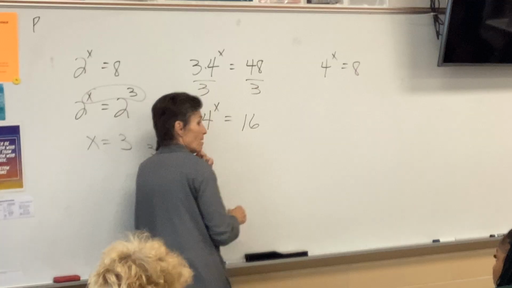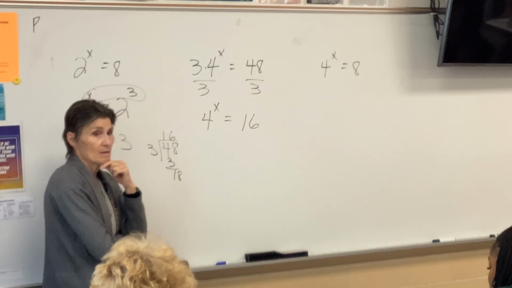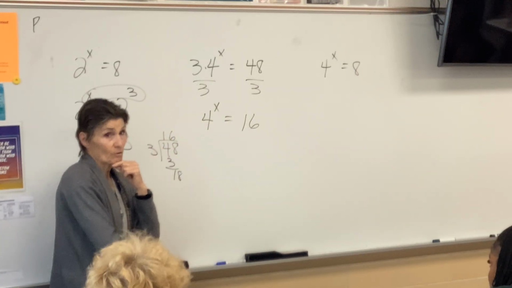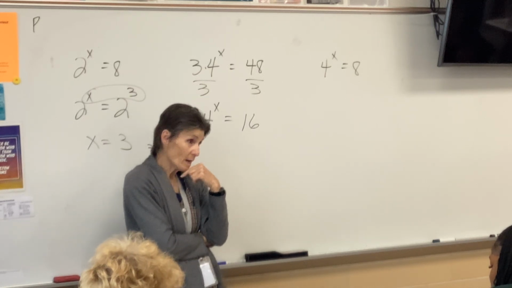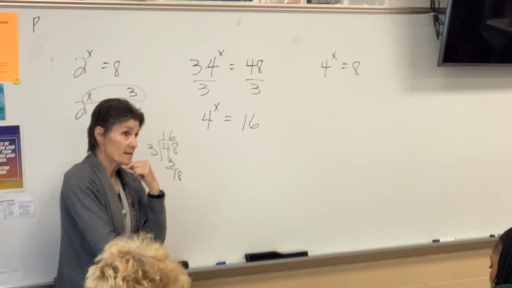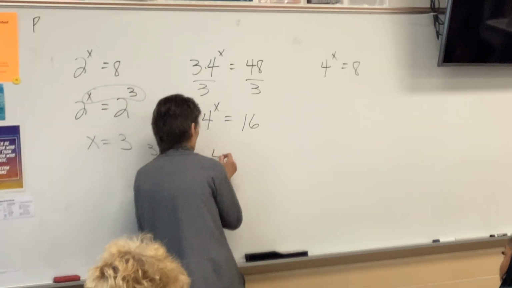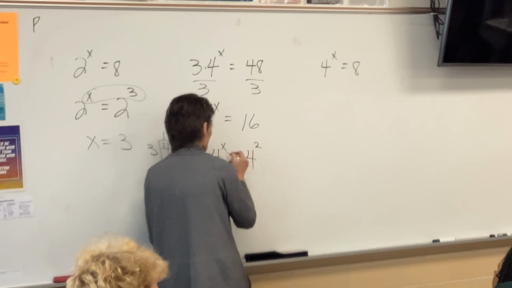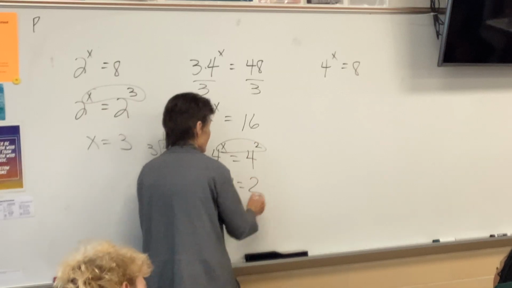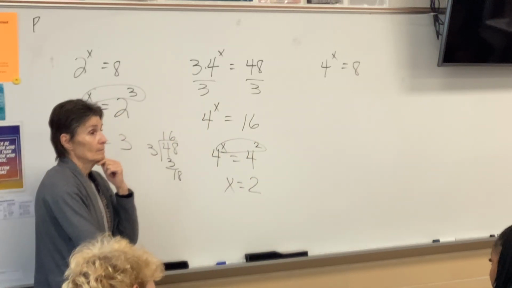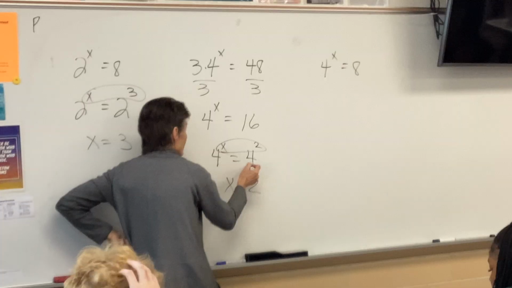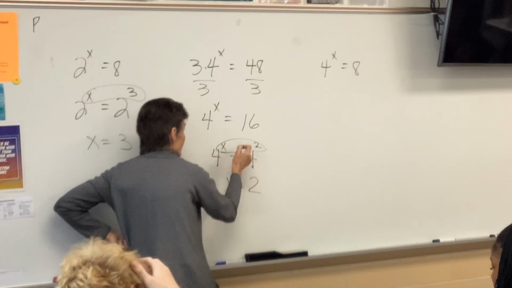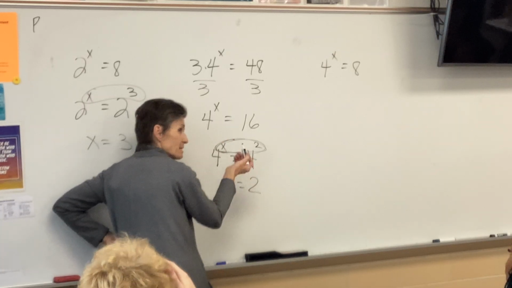Is that a nice number to have in that spot right there? That's a great number to have there because what do we know about 4? 4 squared is 16. So 16 is 4 squared, so x has to be 2. If these two numbers can be made the same, then this will always be your answer. Does that make sense to you?